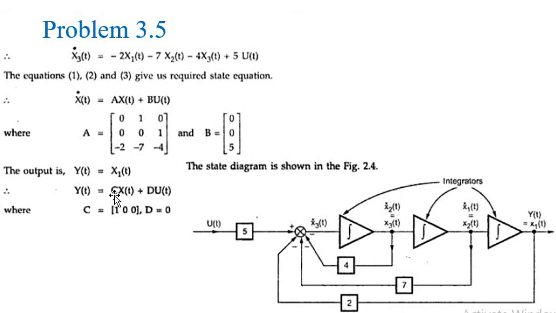Similarly, the output equation was y of t is equal to x1 of t, which has already been realized here. In case you were having a constant there, in a few questions you will be having a constant there, in that case you may have a multiplier block here also.